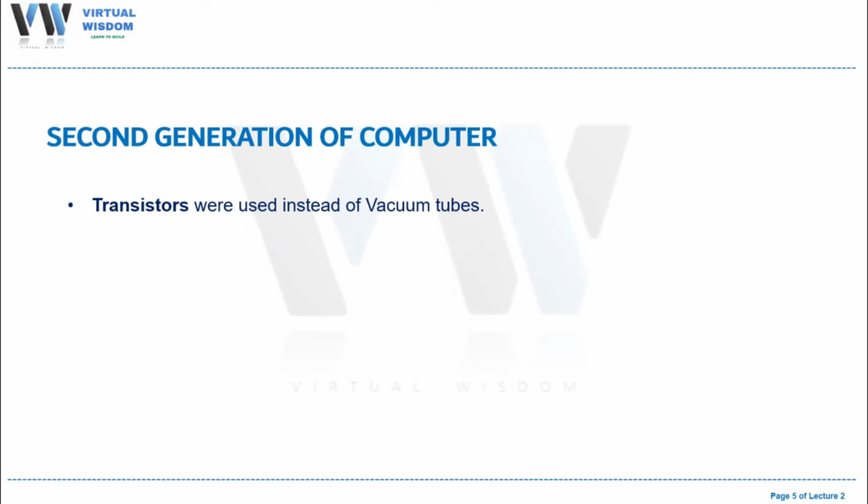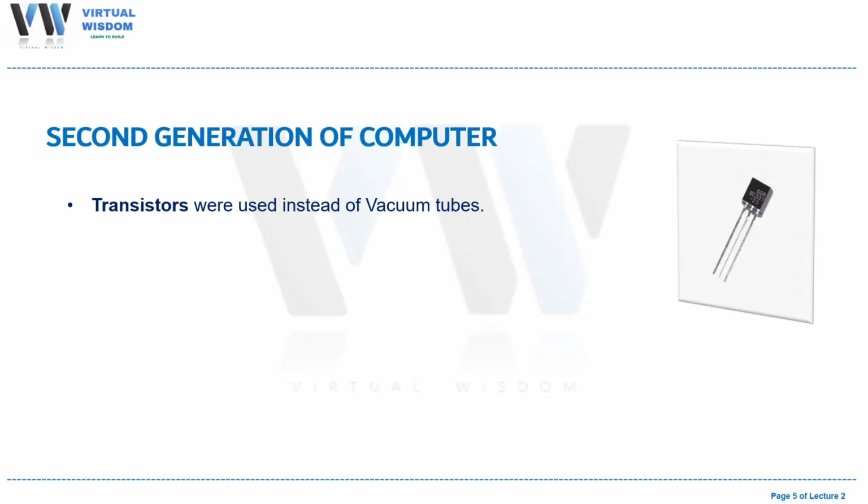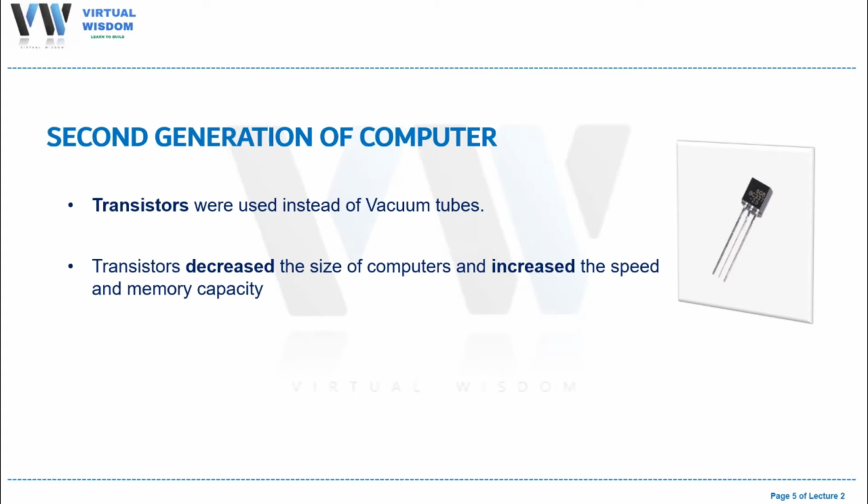3 scientists, William Shockley, John Bardeen, and Walter Brattain, invented a transistor, which was used in the second generation of computer. Transistor were fast and had less size than the vacuum tubes. They also increased the memory capacity of a computer.